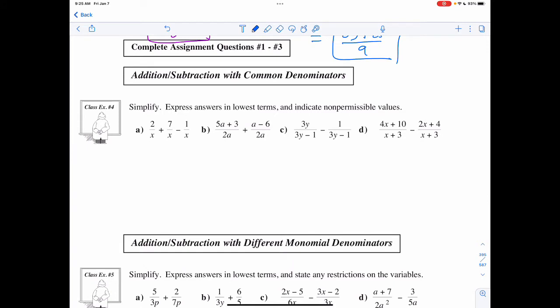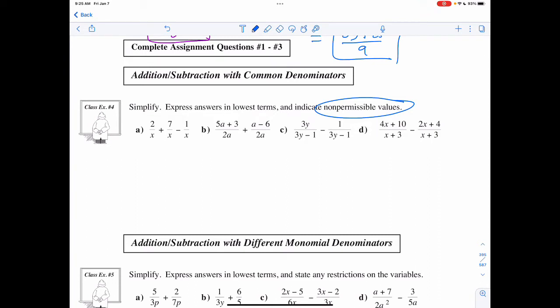When I add variables into the denominator, it doesn't drastically change my process. I do need to indicate non-permissible values now with my solution, just like what we did with the previous ones where we were simplifying, but I can think of x, or a, or whatever it happens to be, as just another term that exists in terms of my common denominator. So if all my denominators are x, they're already over a common denominator, just x.